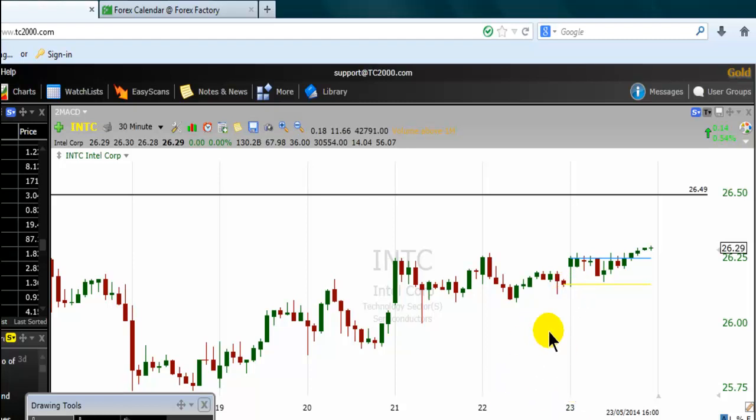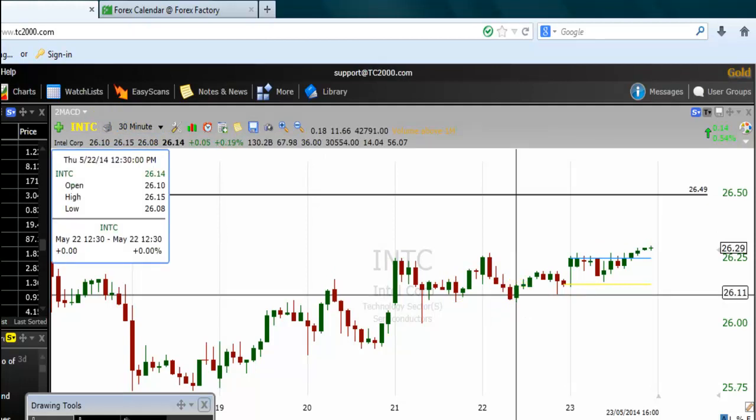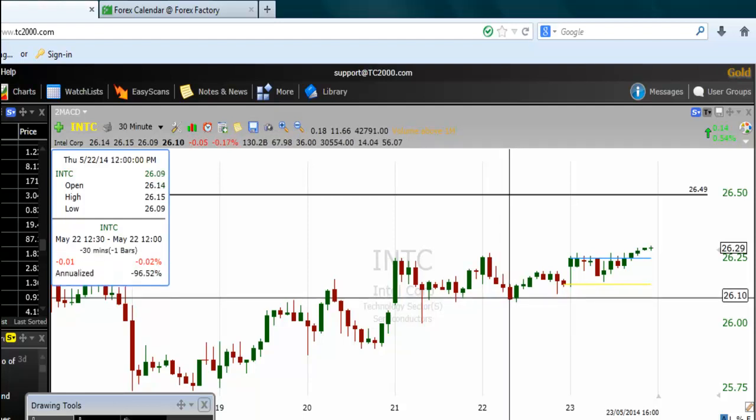Okay. That's fine. This is last Thursday here, and we are on the 30-minute chart for Intel. Let's see this candle here. I want traders to see this, 12, 11:30, 11 a.m.